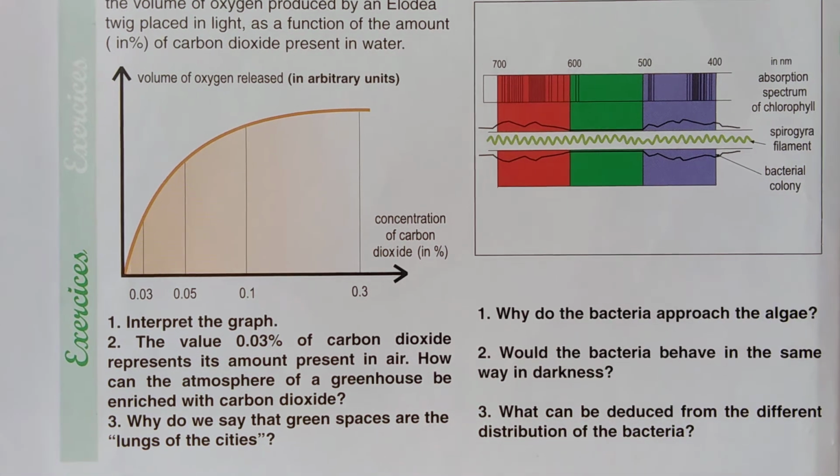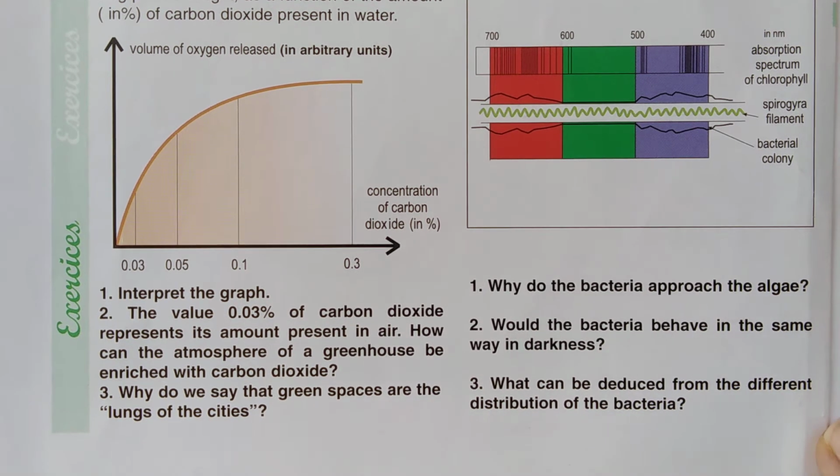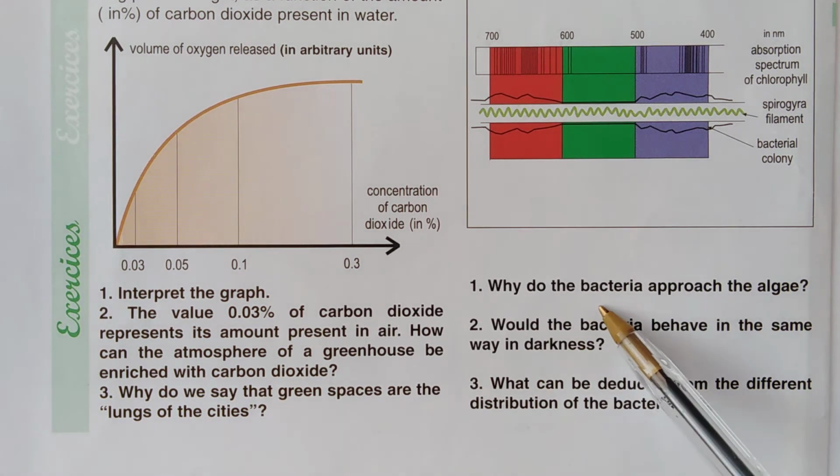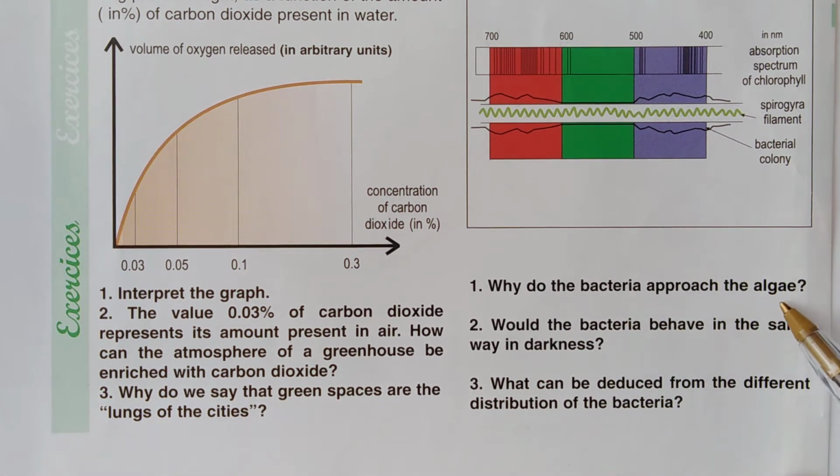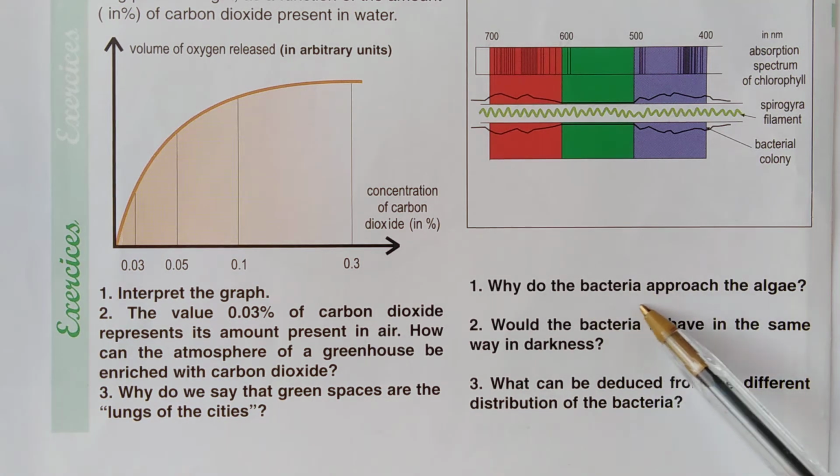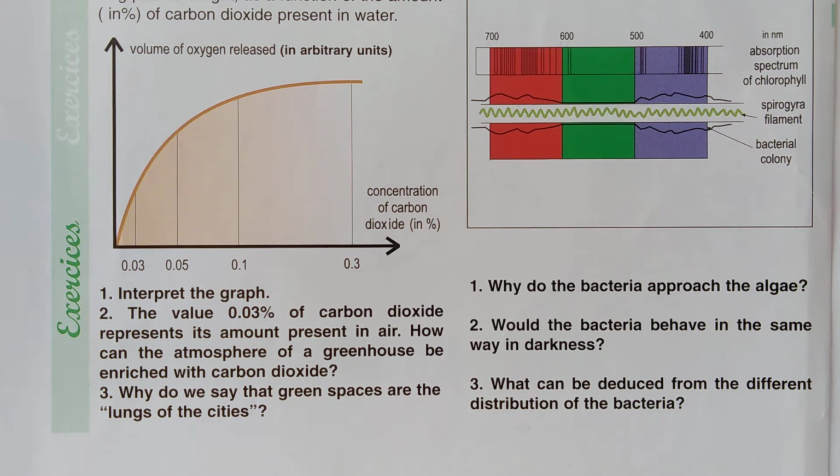Okay, let's answer the questions to see what they are asking about this subject. Why do the bacteria approach the algae? Simply because algae are green plants which always produce oxygen and bacteria like to survive in an environment that is rich in oxygen.